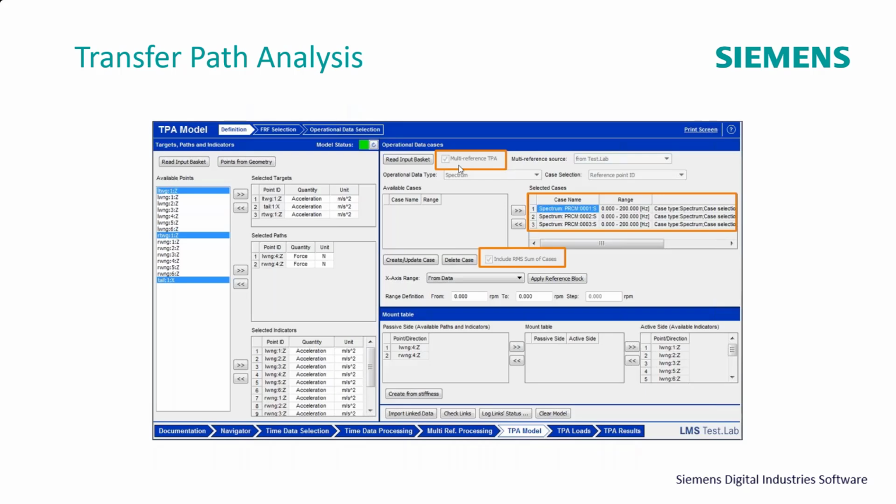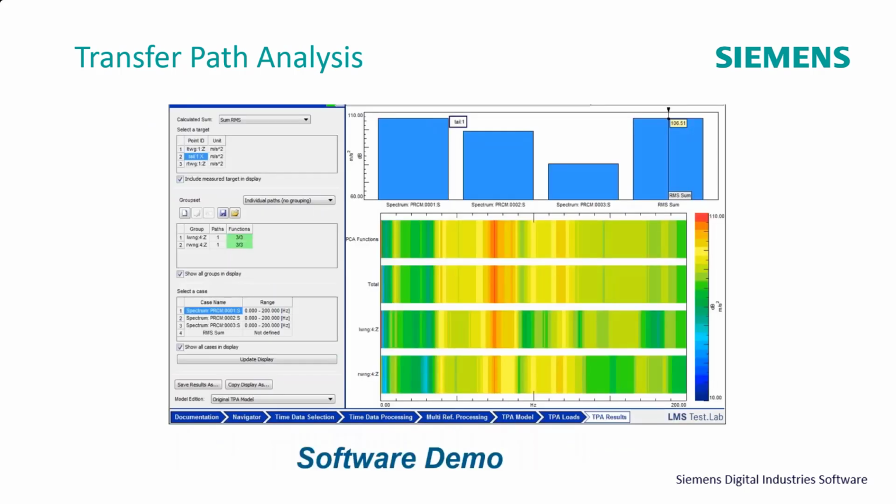So unique thing for multi-reference TPA, at the top of operational data cases, you have to turn on multi-reference TPA. It's only going to look for principal components in the input basket. And it forces you to turn on include RMS sum of cases, and it won't let you turn it off. And then once we get forces, the rest of TPA is pretty much the same, except you don't want to look at the contributions due to data case 1, 2, or 3, which is your principal components. You only want to look at the different RMS sums. And then it's a software demo.